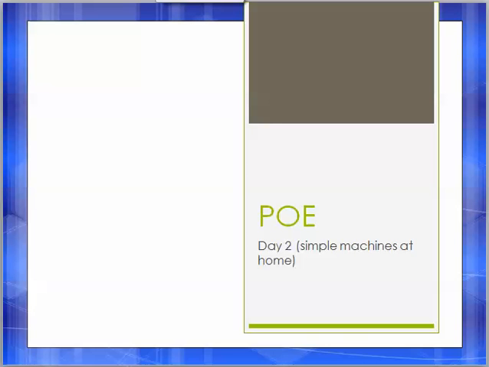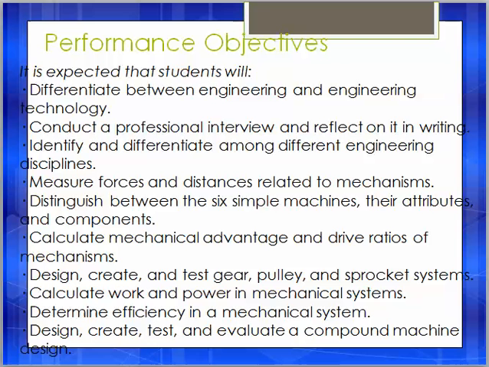Well, hello there. Today we're going to be talking about simple machines. We want to be able to distinguish between the 6 simple machines, their attributes, and their components. Those are going to be the main things that we are discussing. We're also going to be discussing the mechanical advantages. With this, we won't really be getting into the drive ratios, but we'll be discussing those things today.